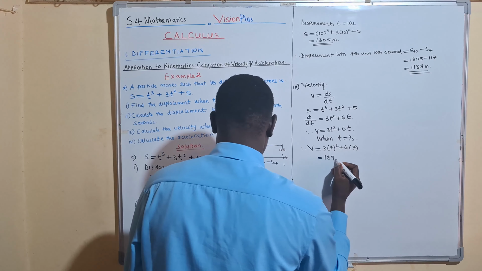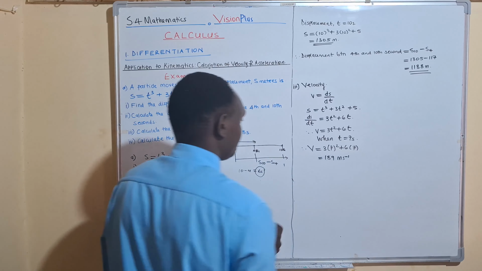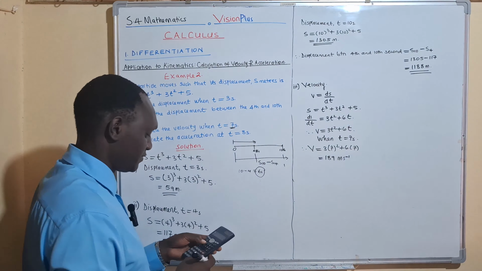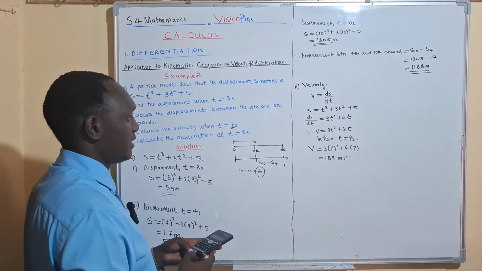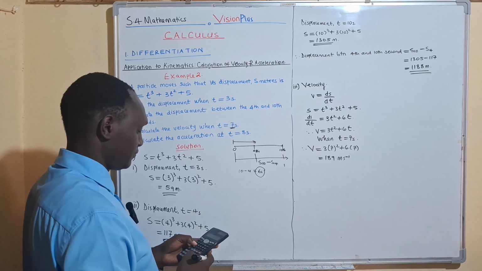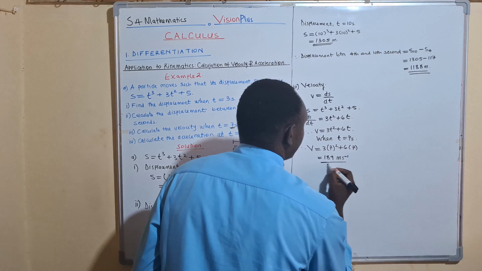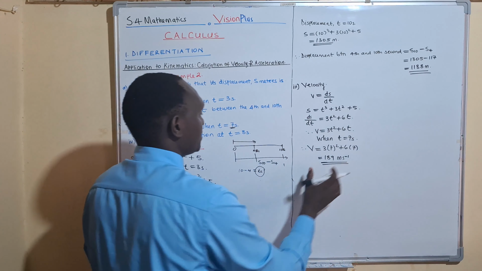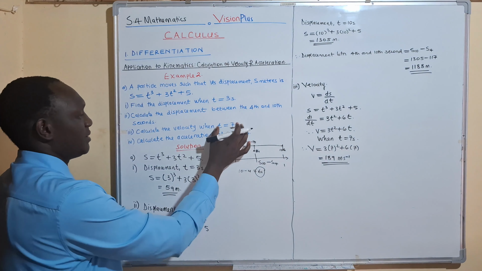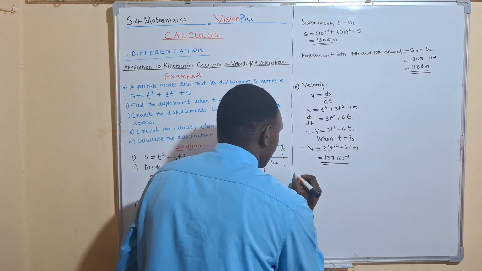189. This is velocity, which is in meters per second. Confirm your answer before you leave. 7 squared times 3 plus 6 times 7. 189 meters per second. So this is the velocity when the particle has moved for 7 seconds. That is for part 3.